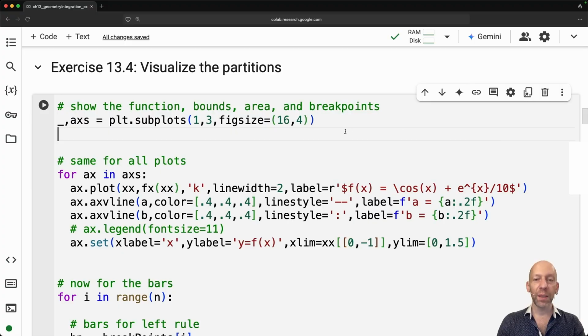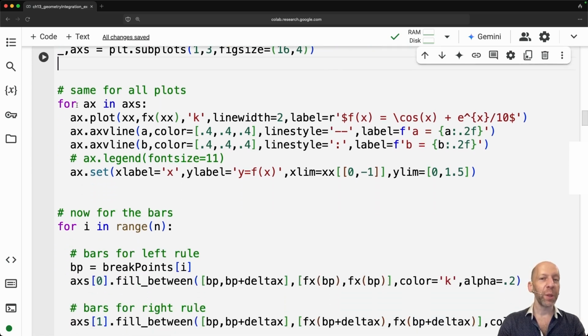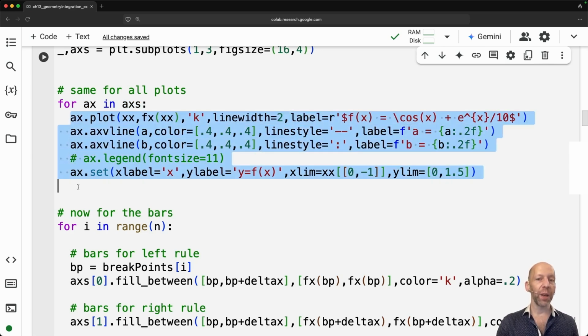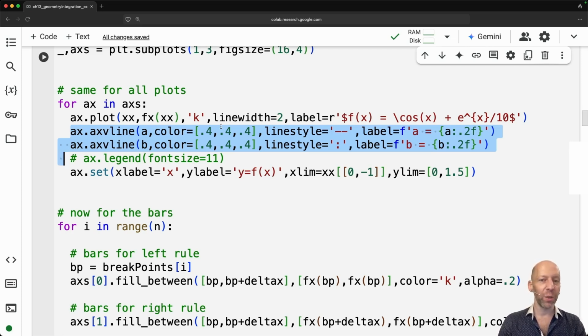Here is my solution. This is my code for drawing that figure. First, I have this for loop over here that goes through all of the axes. So I'm looping through the 3 axes, and here I'm drawing whatever is common in each axis. Every subplot has exactly the same function and exactly the same 2 bounds of integration. So far, so good. That's pretty straightforward.